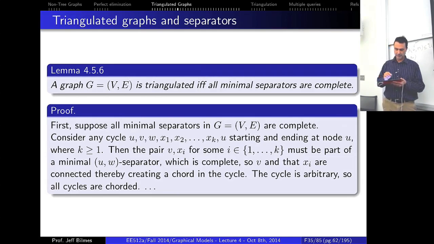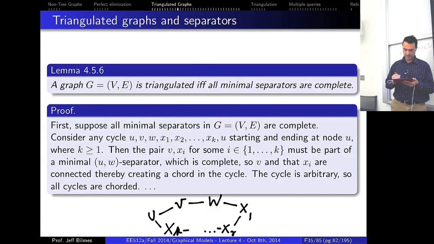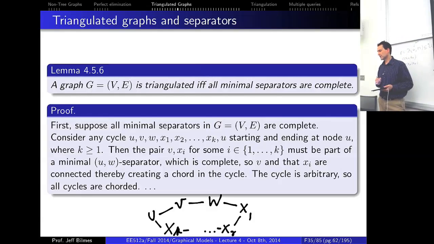cycle. So the cycle we're going to take is U, and that's going to be connected to V, and that's going to be connected to W, which is then connected to X1, X2, ... to XK, and XK is connected to U again. So there's some cycle, okay?